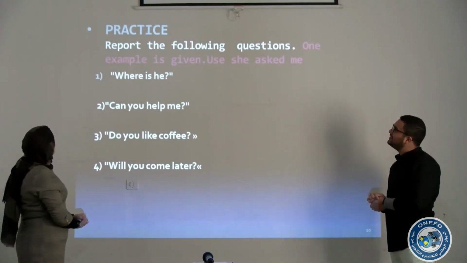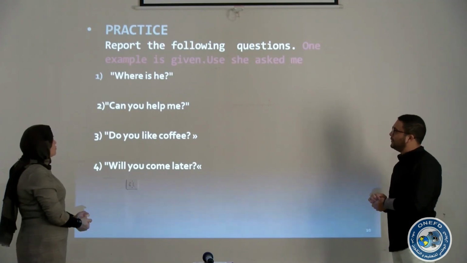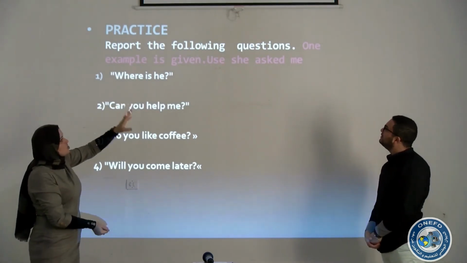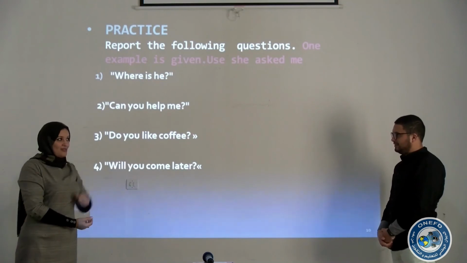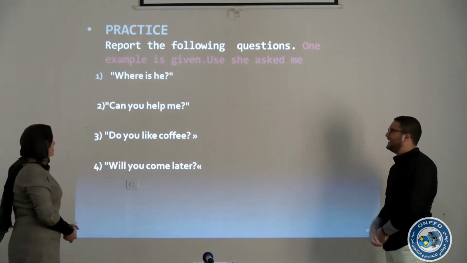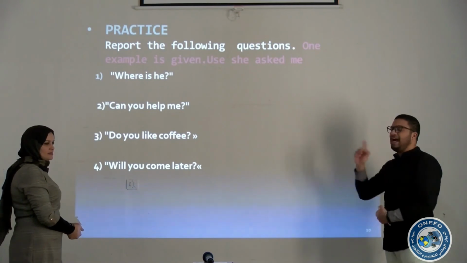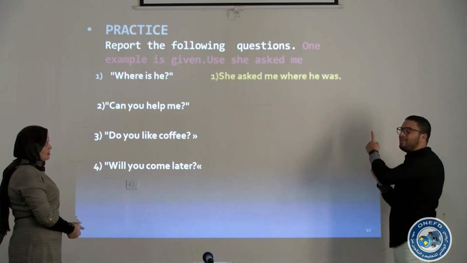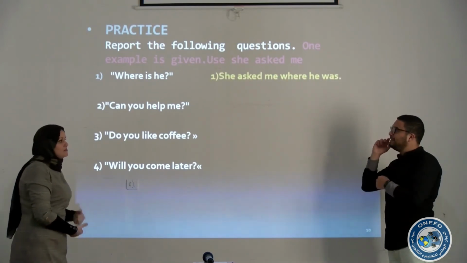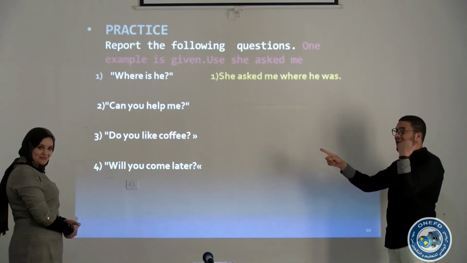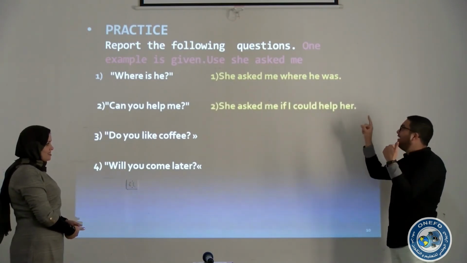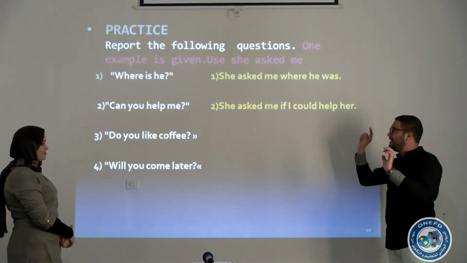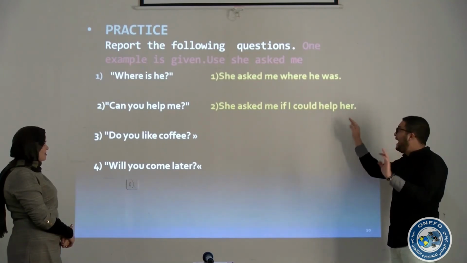We have another example for questions. We have four questions. Here you are going to use she asked me. It means that you are going to do it because I am the she. Go ahead. Where is he? She asked me where he was. Can you help me? She asked if I could help her. So please pay attention carefully and do the task. She asked me if I could help her.